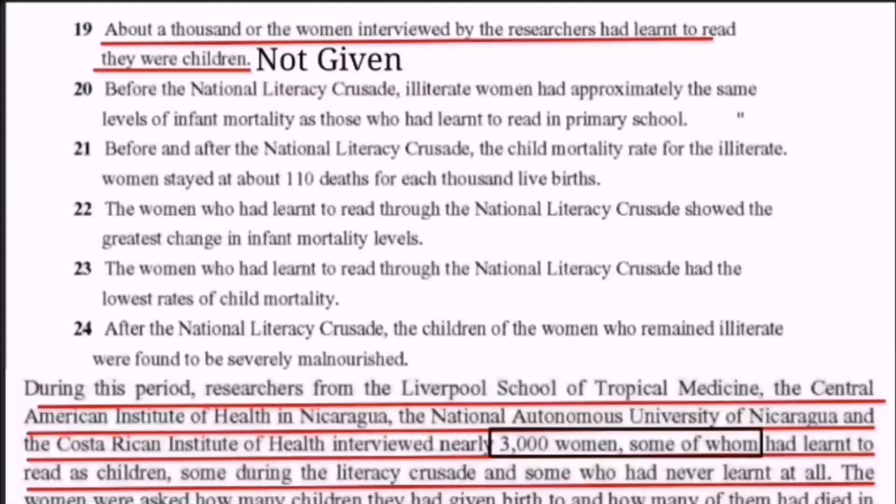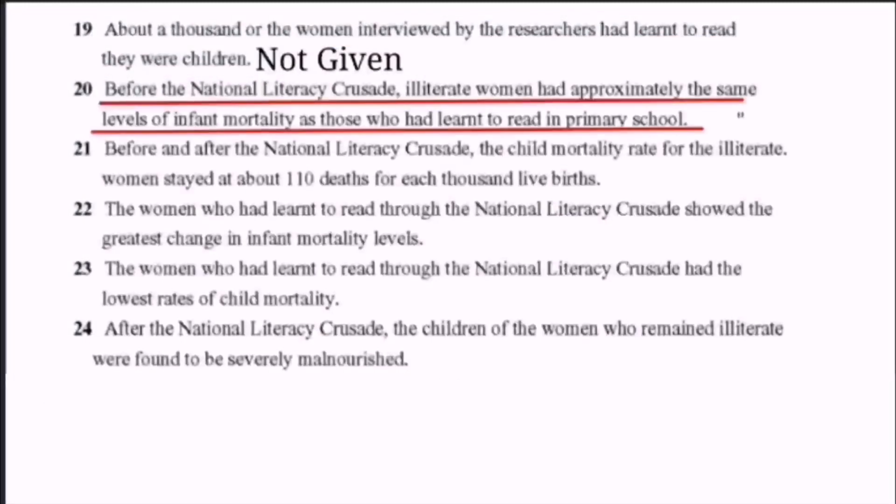Because in the question, 1000 women are mentioned who were interviewed, but in the passage we read that some women learned to read as children. So we can say that in the passage we didn't read about the exact figure of the women who learned to read as children, and the word "some" is written to show some number of women or a small number of women. And in the question, 1000 is written. Therefore, we can say that the answer to question number 19 is not given.